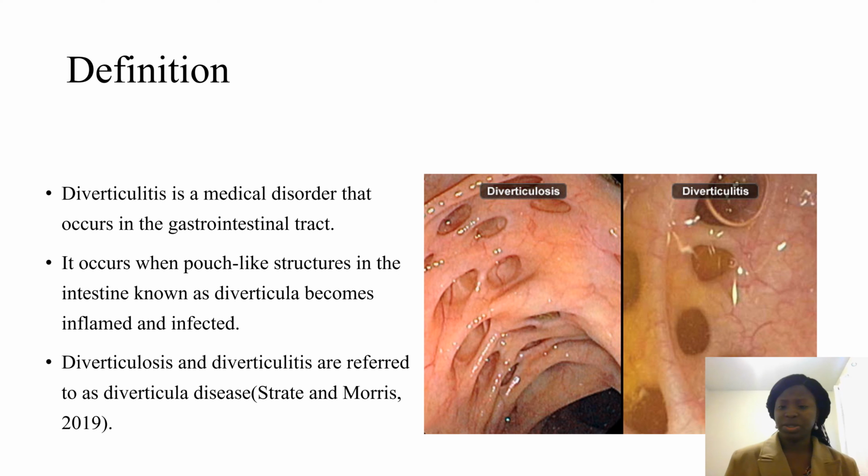By way of definition, this is a disorder that occurs in the gastrointestinal tract, that's the digestive tract, and especially in the intestine. It occurs when small pouch-like structures develop in the intestine. Those structures are referred to as diverticula. When these structures become infected and inflamed, the resulting condition is diverticulitis.